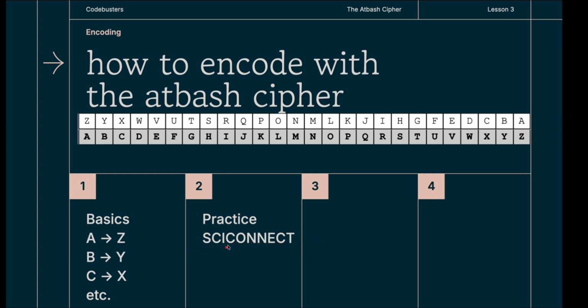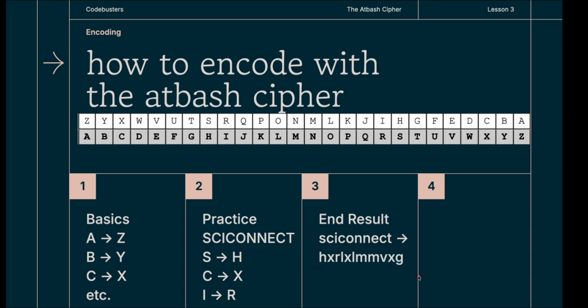We can see that C becomes X, O becomes L, N becomes M, and so on as we keep going. If you want, you can pause the video to continue encoding it. After we finish, we get the end result from connect, which is the plain text, the original text. We get a bunch of gibberish, which is the point, because we want it to look like gibberish. The people who know how to decode with the Atbash cipher can understand what this says.